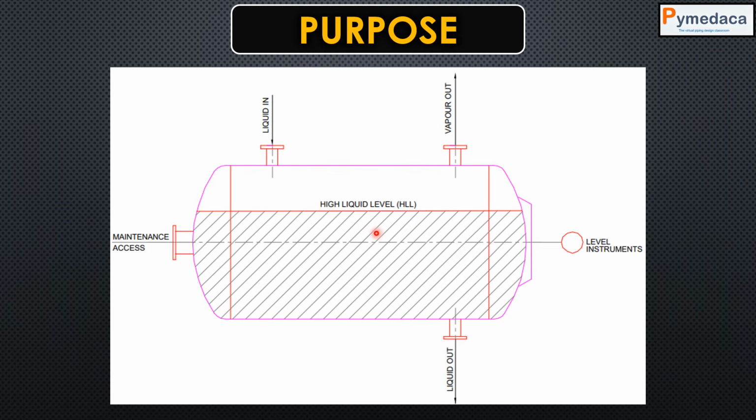Basically, it will have a simple configuration of a liquid in and liquid out and the vapor out, and the maintenance access and level instruments. So I don't want to get into the detailed design because I want you to give the conceptual understanding. So drums are an equipment that will have a liquid in and liquid out, as well as the vapor out and the maintenance access.